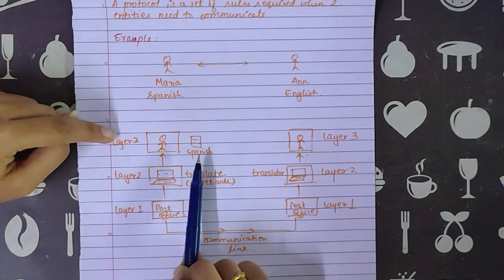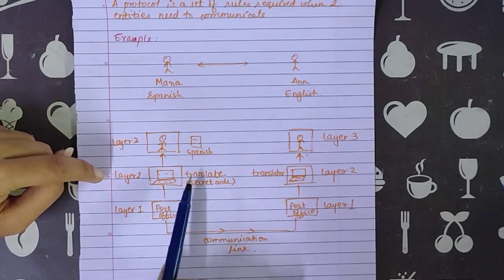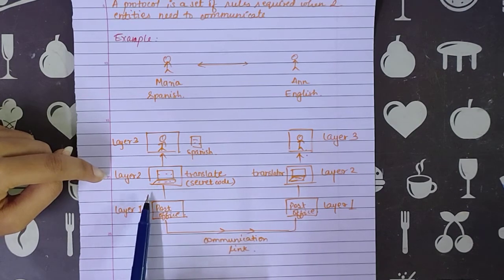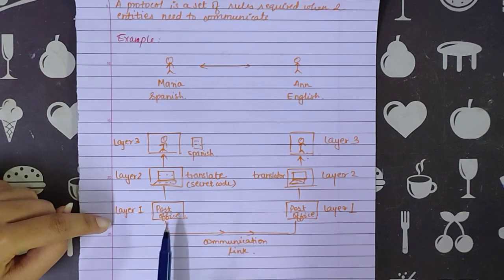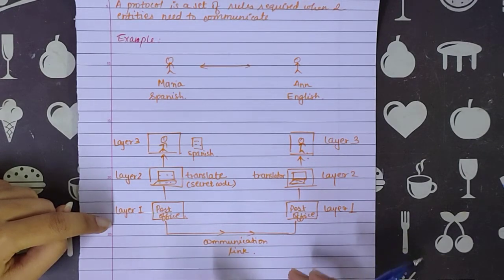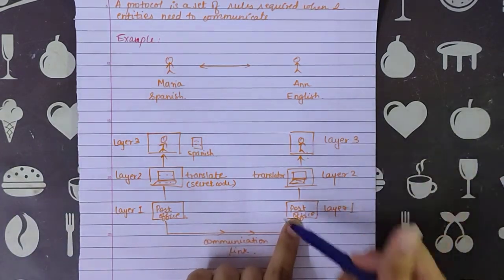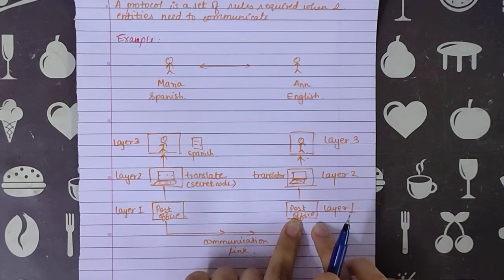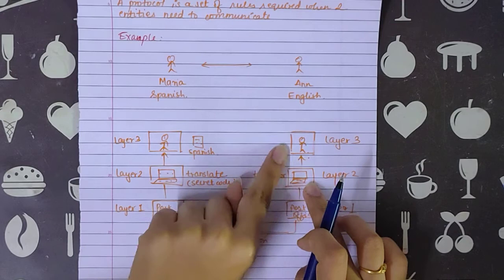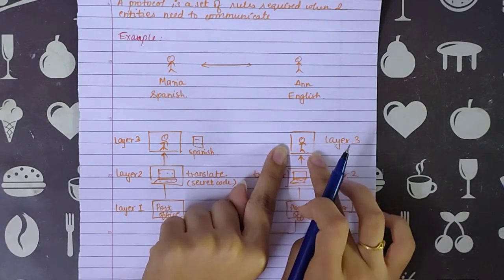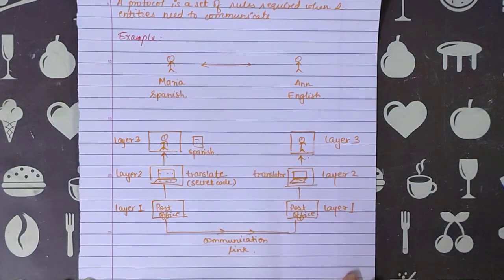Layer 3 consists of the person or the information. Layer 2 consists of the translator, which will create a secret code. Layer 1 consists of the communication link, the actual link over which the letter will travel. Again, on Anne's side, there will be a communication link, layer 2 will be a translator, and layer 3 will be the information received after decoding the Spanish into English.